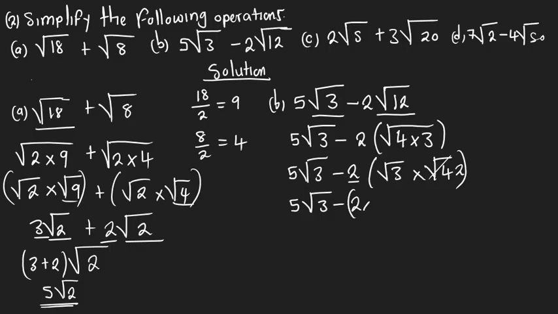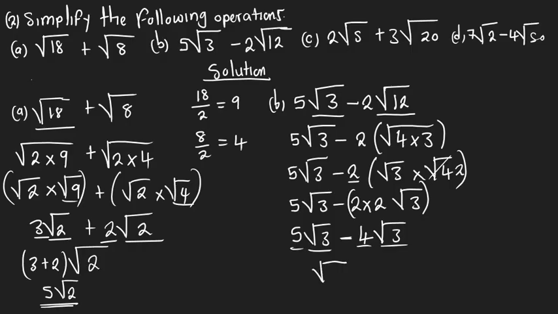Okay? So we're going to have 5 root 3 minus 4 root 3. Now look at what I've done here. The bases are the same, but I've got a minus here. So if the bases are the same, you subtract the coefficients. 5 minus 4 gives us 1. So we can't write 1 root 3. It's just root 3. That's how you find these questions.